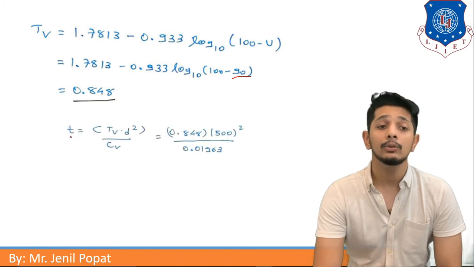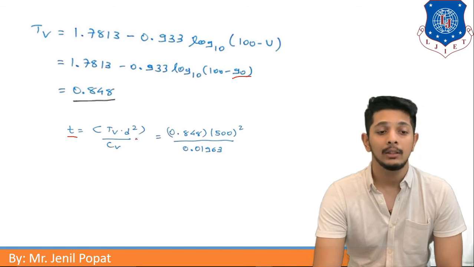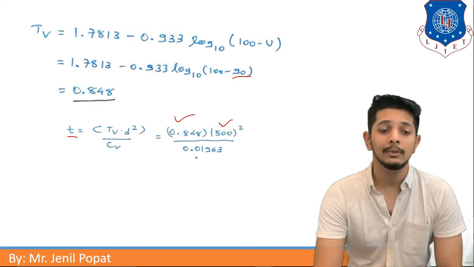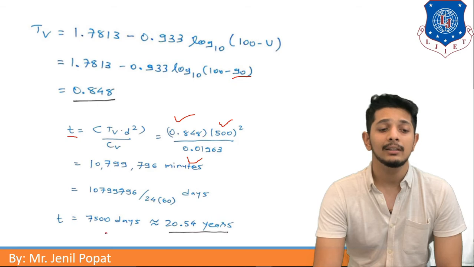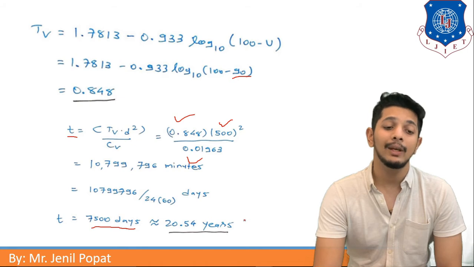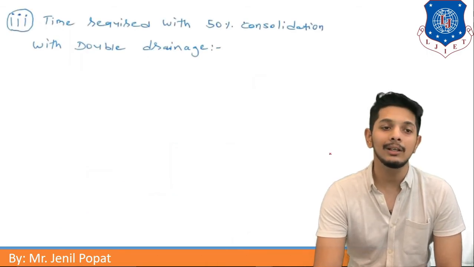Now moving forward to time period. t is equal to Tv into D square by Cv. I am putting the values from above, like 0.848 for Tv, D is given in the field as 500 centimeter and Cv as found out as 0.01963. Let us put the value of t in minutes like this, and in days, 7500 days. Converting it into years, it is coming 20.54 years. So the second answer is 20.54 years. Let us move forward to the third question.